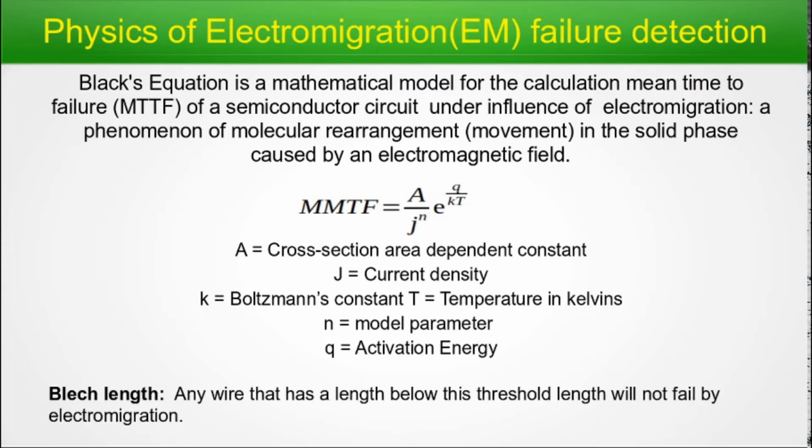Here is another important point to note: there is a basic thing called Blech length. What is this? Anything that has a length below this threshold length will not fail by electromigration. So if any metal strip or any via is shorter than the Blech length, it will not be harmed by electromigration.